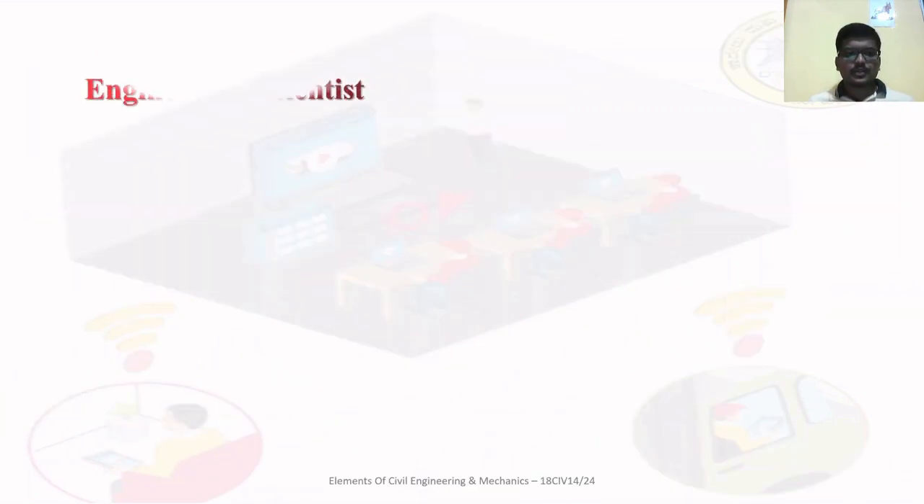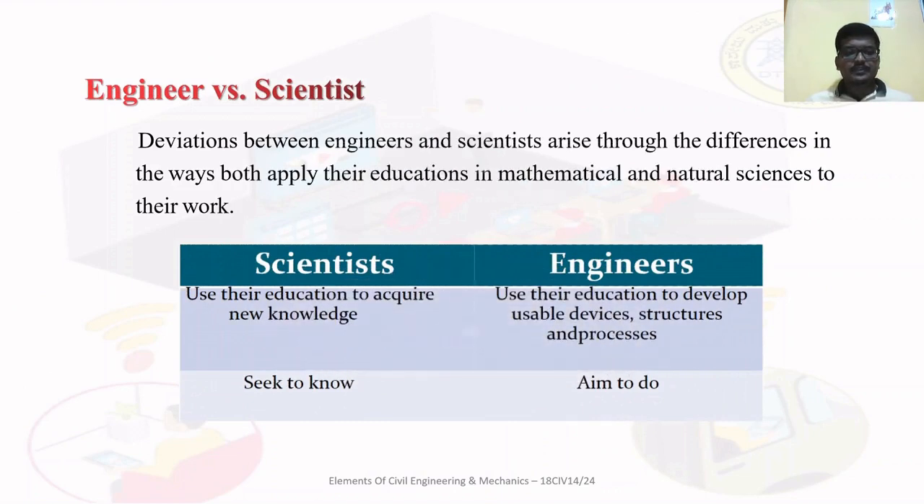Now, how can we differentiate an engineer and a scientist? The deviation between engineers and scientists arises from the differences in the way both apply their education in mathematical and natural sciences to their work. A scientist uses their education to acquire new knowledge. On the other hand, an engineer, with his education, develops devices and tries to process them. A scientist seeks to know, whereas an engineer aims to do. So engineers are more practical.